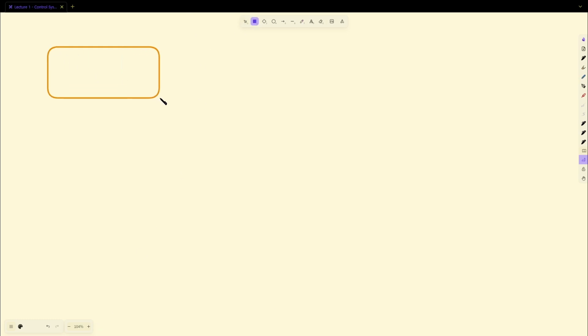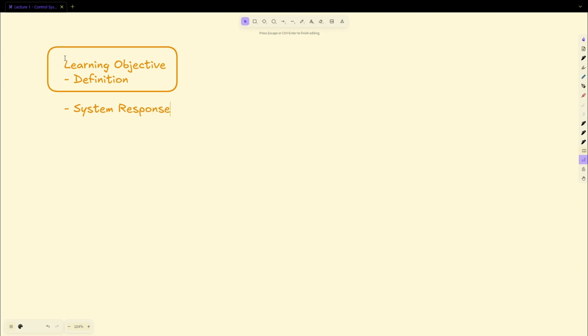So let's note it down. The learning objectives for today are as follows. We're going to define what a control system is. Then we're going to be talking about the system response. What is it? Why are they important? Then we can configure the system response in a couple of different ways, mainly the open loop system and the closed loop, and then we'll be looking at block diagram examples to finish off the lecture.